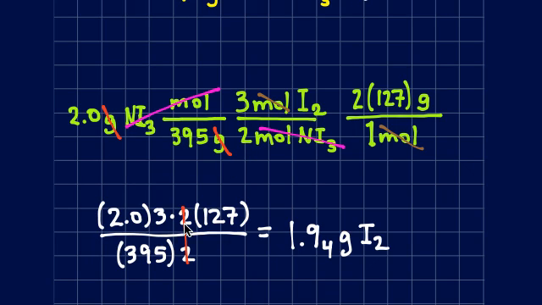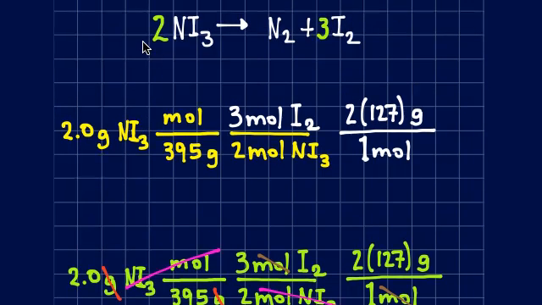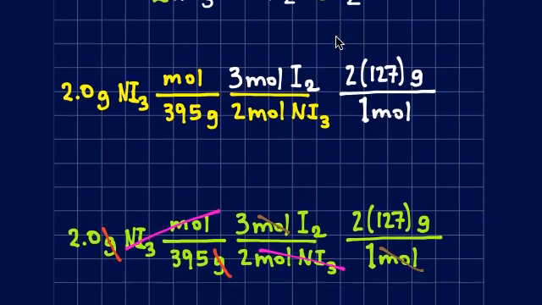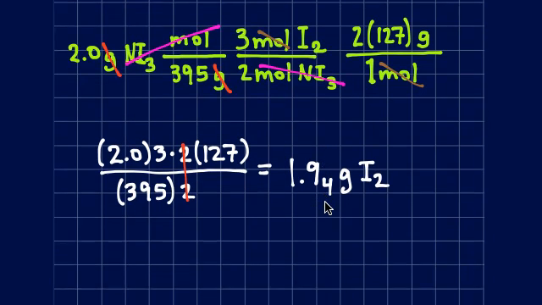But if you're smart, you see the 2's cancel. 2 times 3 times 127 divided by 395. Looks like it comes out to 1.94 grams of iodine. You see, there's no way to predict from 2 grams of this how much of this I would get. There's no way to predict without going through this. I call it a 3-step conversion.